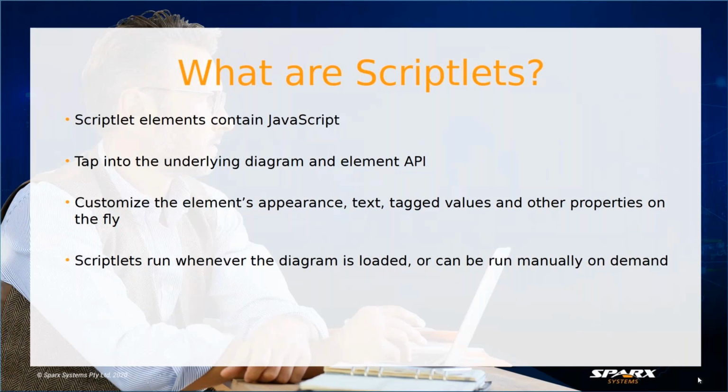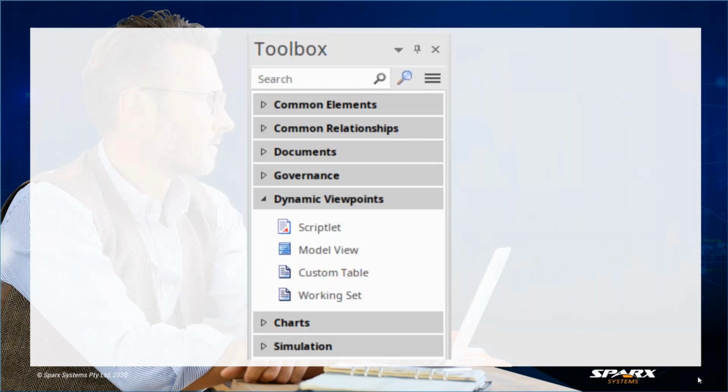So what are scriptlets? Well, scriptlet elements contain JavaScript, and they allow you to tap into the underlying diagram and element API. This allows you in turn to customize the element's appearance, text, tag values, and other properties on the fly. And we're going to demonstrate all of that today in Enterprise Architect 16. Scriptlets run whenever a diagram is loaded or can be run manually on demand. If you have a look at the toolbox on screen, you can see that they're under dynamic viewpoints. You can simply drag a scriptlet and put it on any diagram.